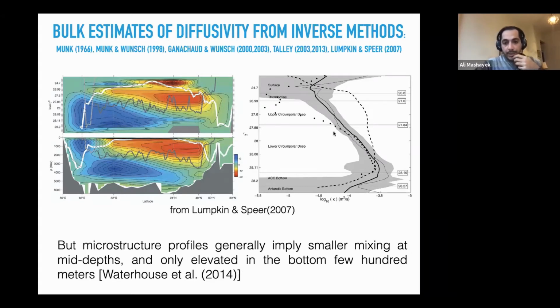And when you plot it, again, this is as a function of density, but this would be mid depths of the ocean, you get a number which is about 10 to the minus 4. And that became a number that people were obsessed with finding in the ocean, and they didn't.